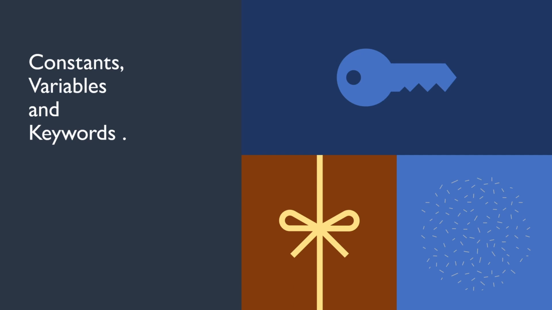Alright, so we get to the second thing, which is words, which represent constants, variables, and keywords in the C language. The alphabets, numbers, and special symbols, when properly combined, form constants, variables, and keywords, just like in the English language, alphabets combined together form words. In the same way, alphabets, numbers, and special symbols in the C programming language combined properly form constants, variables, and keywords.